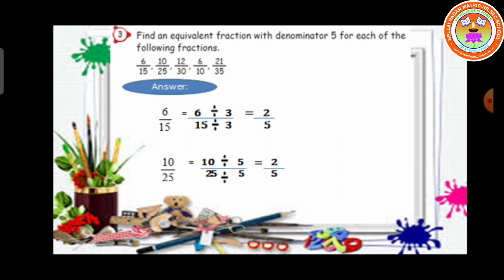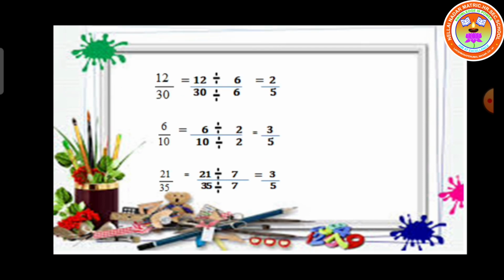Then 10 by 25. So what is divided with 25? We will get 5. We know 5 into 5s are 25, it is a division fact. So 25 is divided with 5. The same 5, the 10 is divided with 5. So we will get the answer of 2 by 5. Next fraction, 12 by 30. What is divided with 30? We will get 5, 6. The same 6 has to be divided with 12. So the answer is 2 by 5.